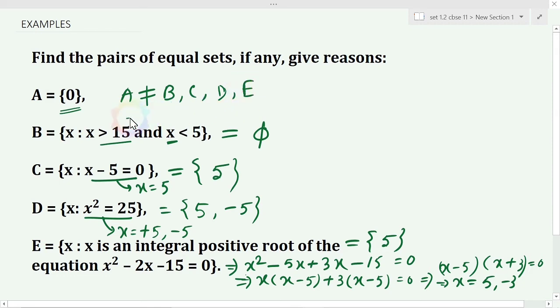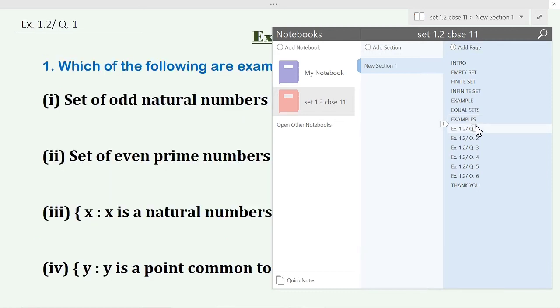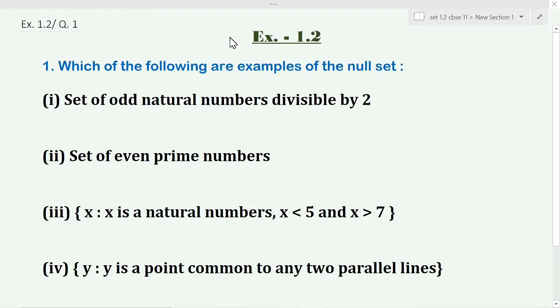Okay, the only pair of sets which contain the same element, that is 5 here and 5 here, are C and E, and we can say that C and E are equal sets. Okay, so these are some concepts.